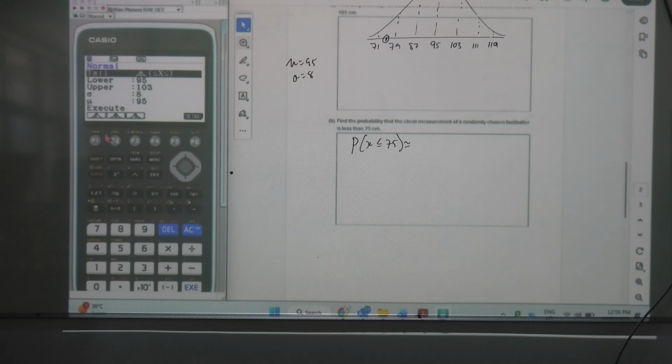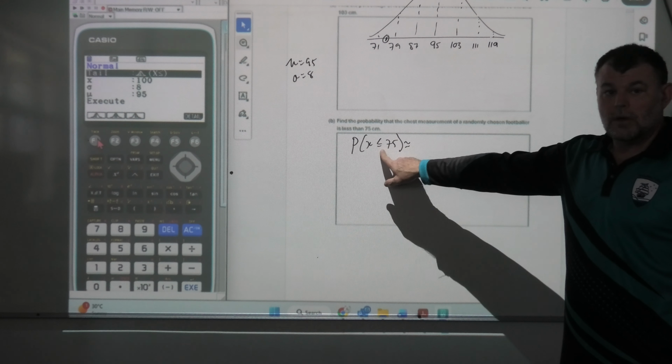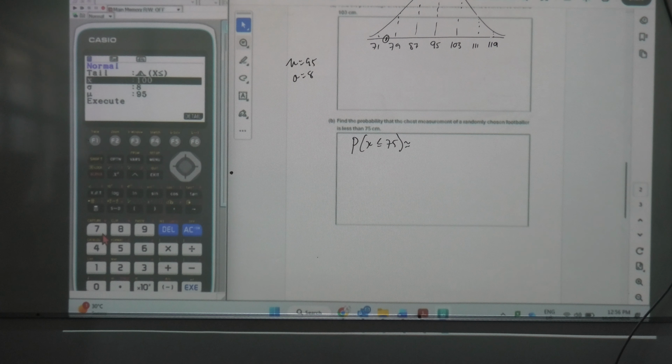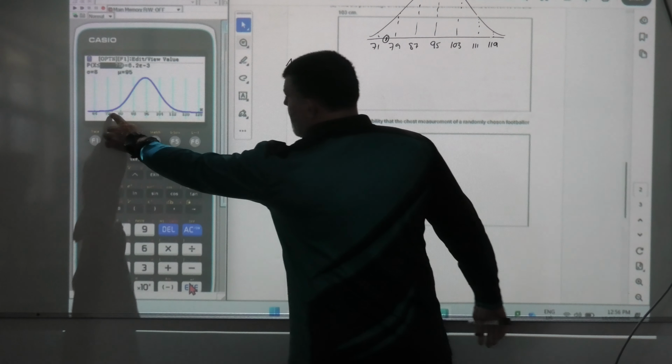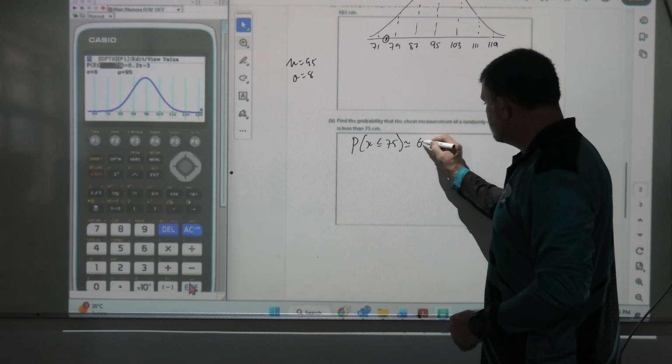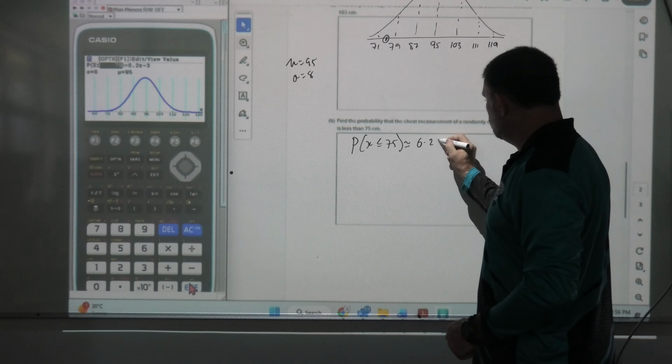So less than will be this left-hand side over here. You'll notice that it matches up with your notation you have here. We want to change the x variable now to 75 because we want to find out when it's less than 75. Enter, enter, enter. And you can see that it's very, very far over this point here. So we get an answer of 6.2 times 10 to the negative 3.